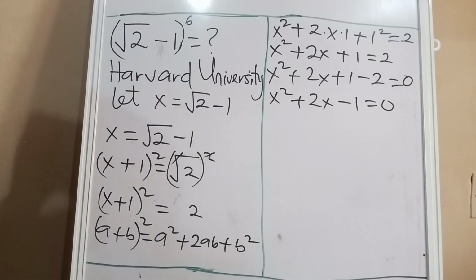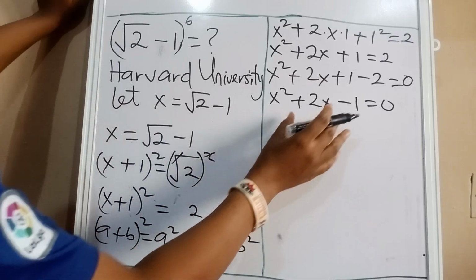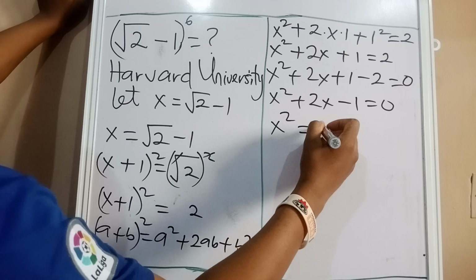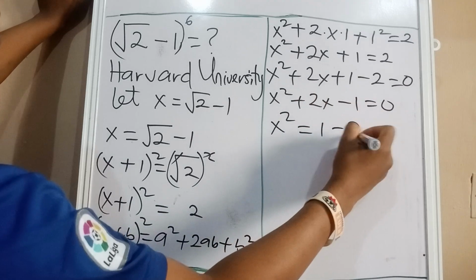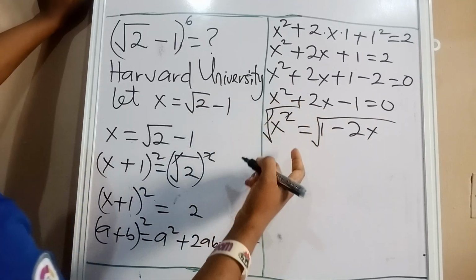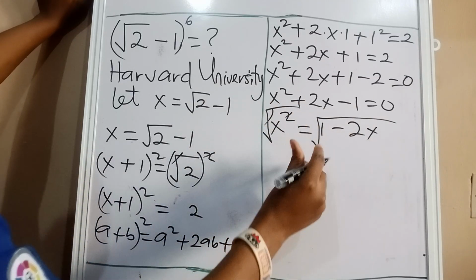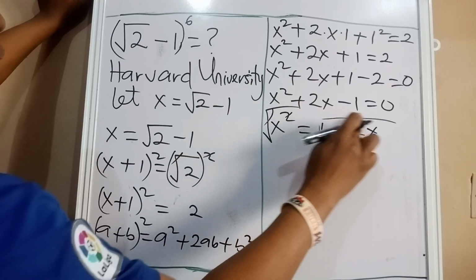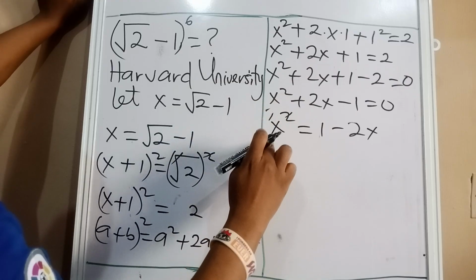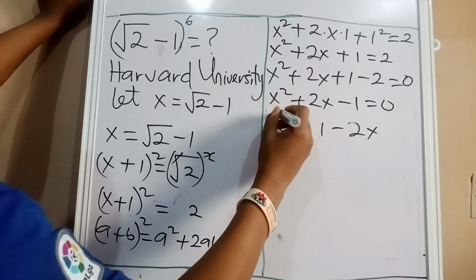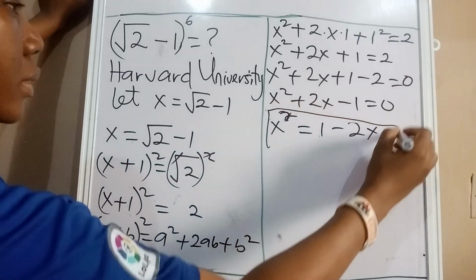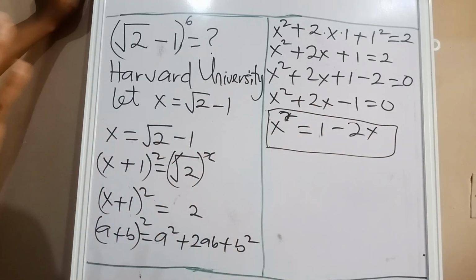Alright, so our focus is not solving a quadratic equation, so we're moving all of this to the other side. We have x squared equals 1 minus 2x. We could take the square root of both sides, but it's not necessary. So we just leave it as x squared equals 1 minus 2x. We keep this because we're going to be making use of it. Okay?